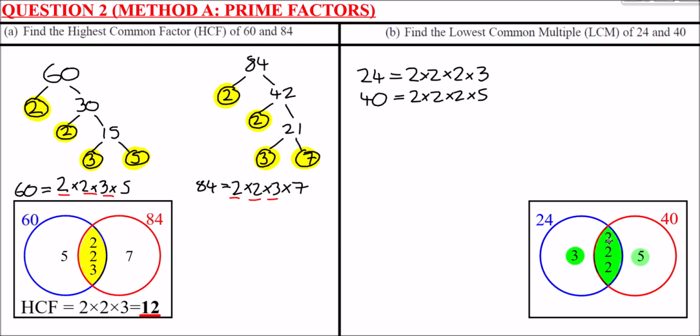So we multiply 2 by 2 by 2 times 3 and times by 5 as well, and that tells us that for this pair of numbers, the lowest common multiple of 24 and 40 is 120. So that's using Venn diagrams. I'm now going to quickly show you a method where you don't use Venn diagrams if you'd prefer.